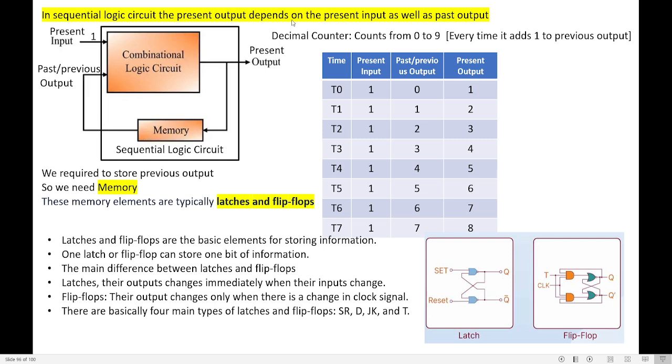Clear? So what is a sequential logic circuit? It is a circuit whose present output depends mainly on present input as well as past output or previous output. To store the present output, we need a memory element. So we can use either latch or flip-flop for storing. This is a basic introduction about sequential logic circuit.